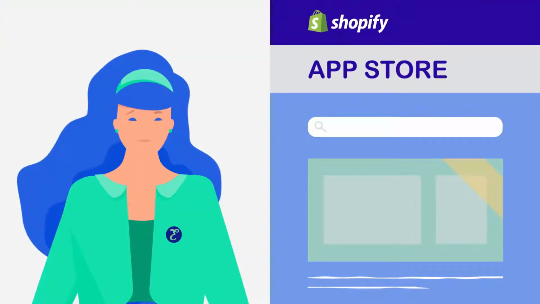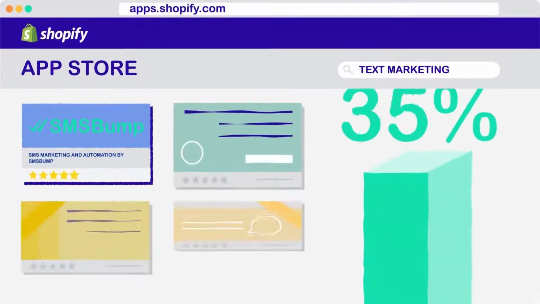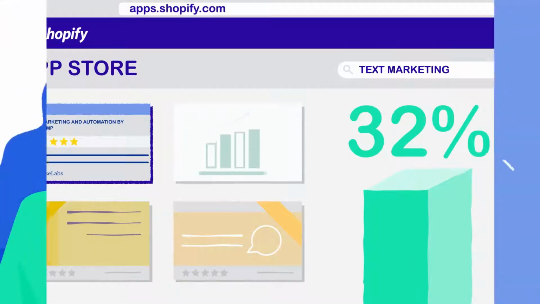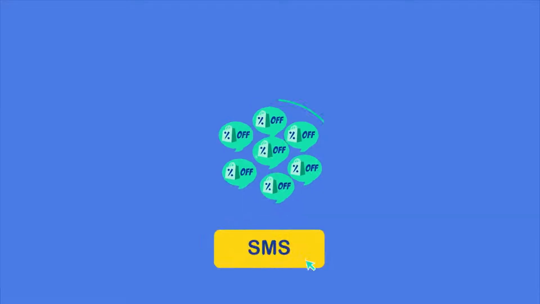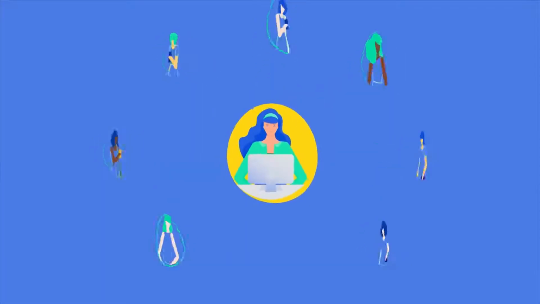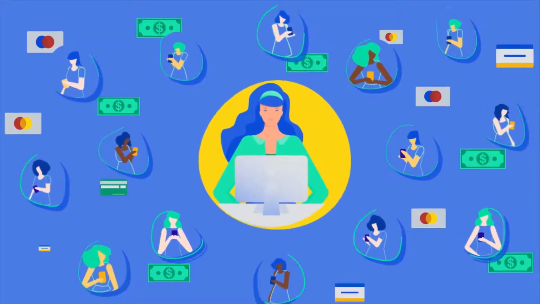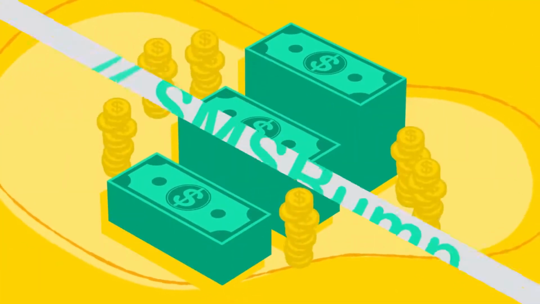Well, there's one thing Ellie hasn't tried yet: text marketing. With a 98% open rate and up to 32% of customers responding to offers, text marketing seemed like the right choice for her. What happened? Customers started coming back to her store for all the awesome deals Ellie had for them. The results? Her subscribers grew, so did her audience, and of course, her sales.